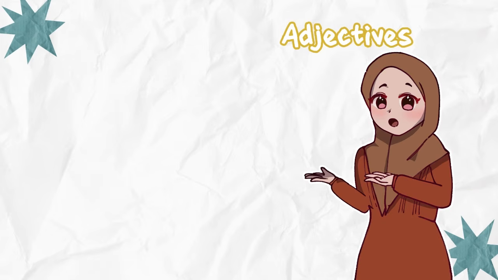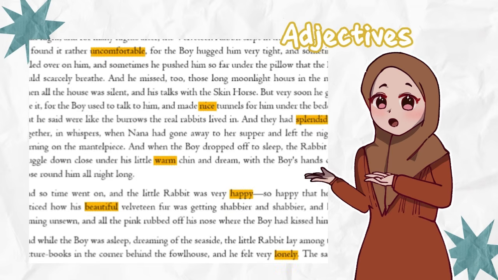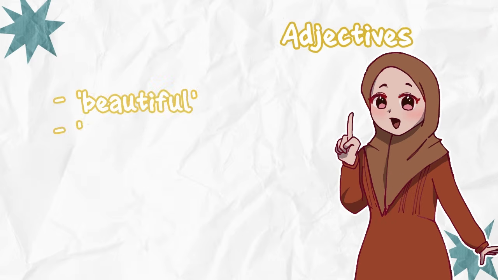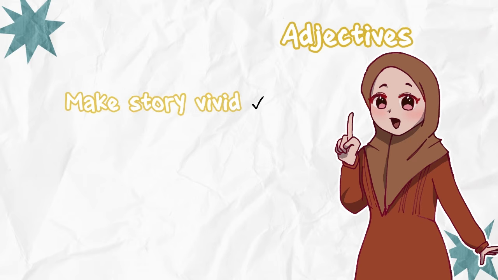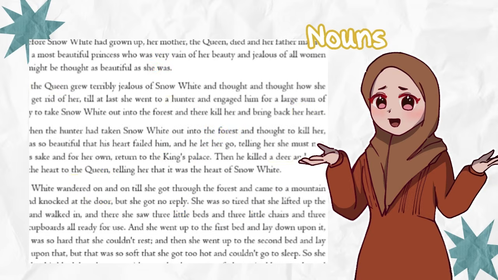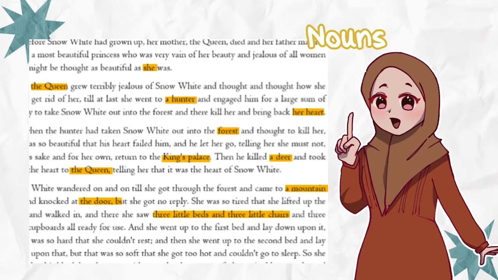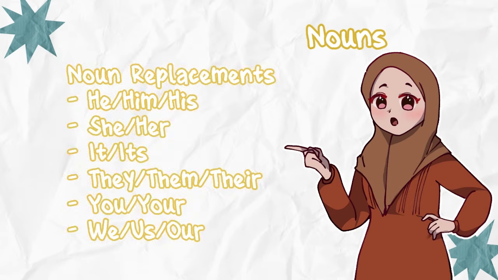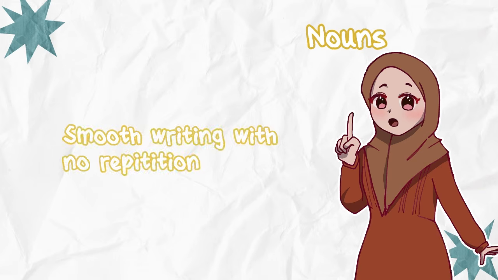Plus adjectives. These are descriptive words. They tell you what characters or things are like. Beautiful, angry, mysterious. Adjectives make your story vivid and help readers picture what's happening. And finally, nouns. You can't keep repeating character names over and over, right? That gets boring. So you use noun replacement like he, she, the boy, the woman. Nouns keep your writing flowing smoothly without repetition.